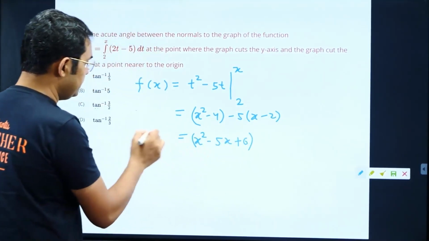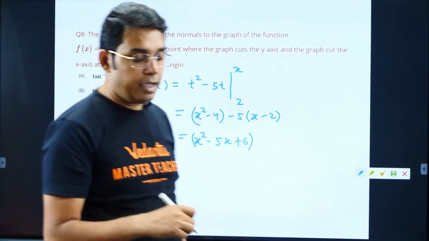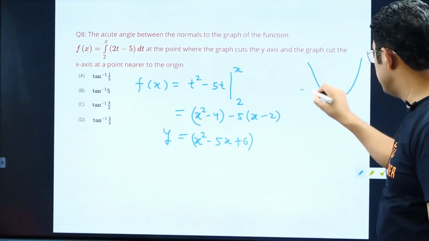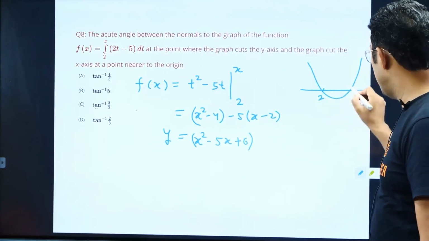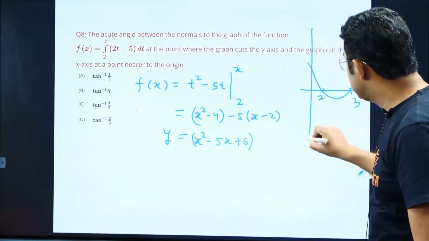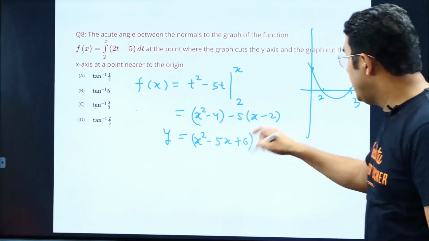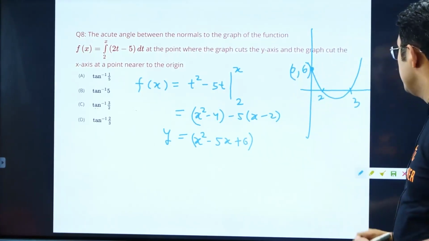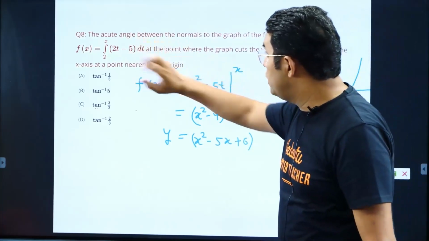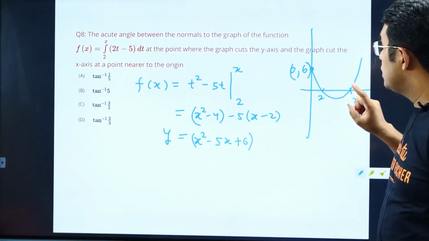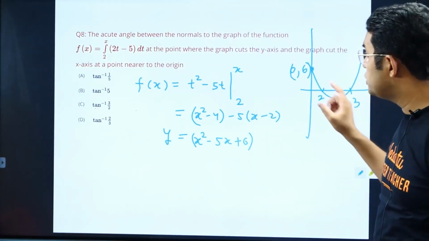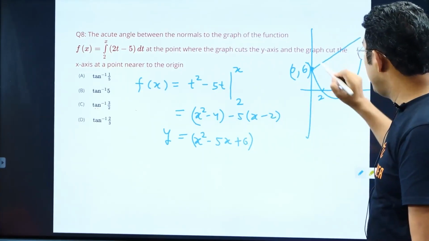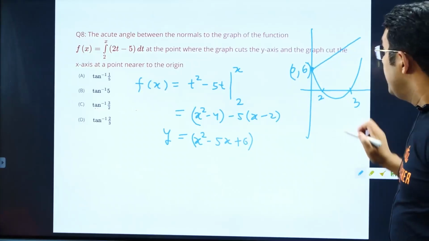Okay, so this is nothing but a quadratic. Its roots are also very easy, and the graph will be something like this. The roots are 2 and 3, and the y-axis will be intersecting the graph at (0, 6). So let us read the question once again. It says the acute angle between the normals to the graph of the function at the point where the graph cuts the y-axis. So we have to find the normal at (0, 6), something like this.